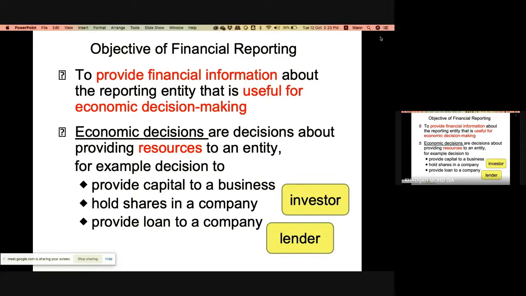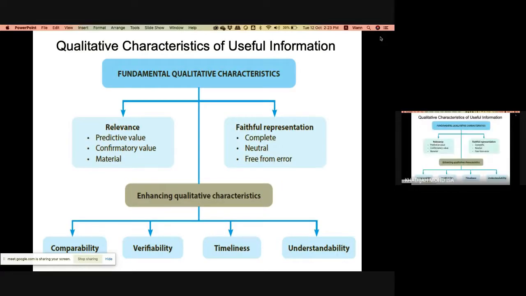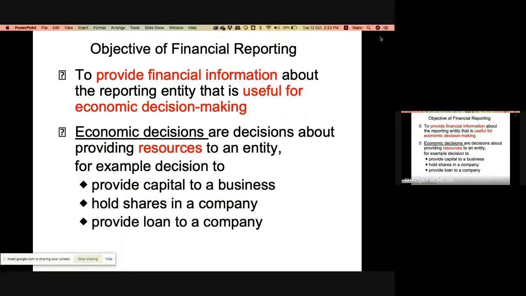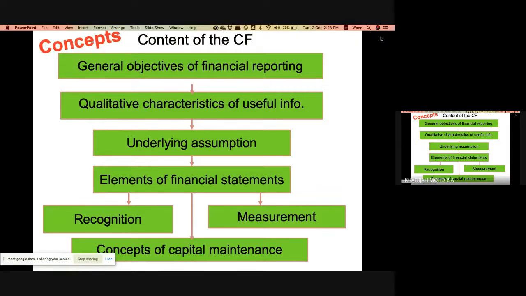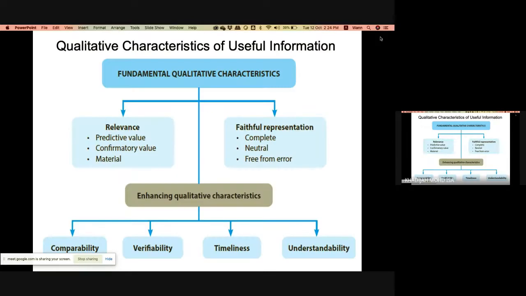Okay, what about the qualitative characteristic? So this is the second one, remember? The first one is the objective, then they look at the qualitative characteristic. Qualitative characteristic, they have two main ones. One must be relevance. Looking at the financial information provided in the financial statements, how do you know that that information has a qualitative characteristic?